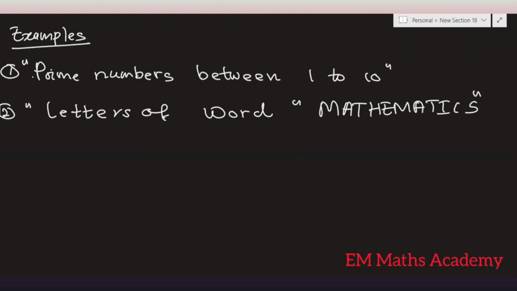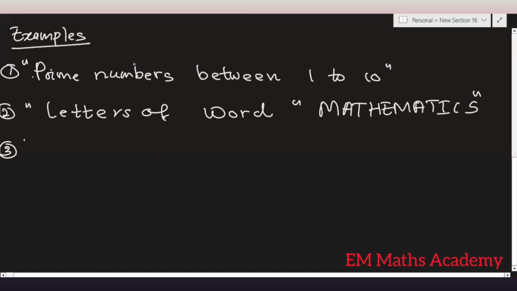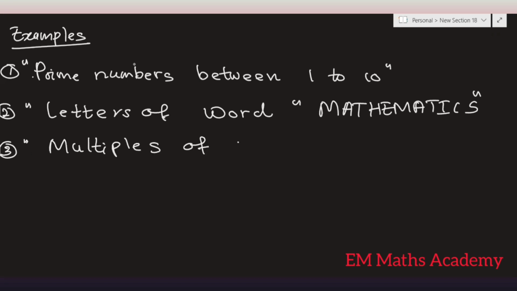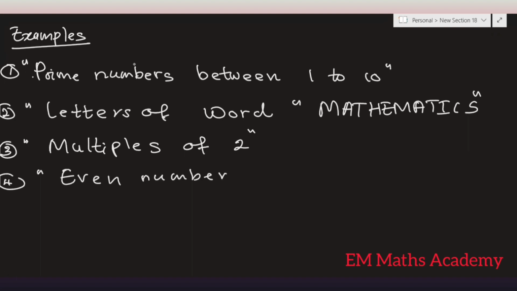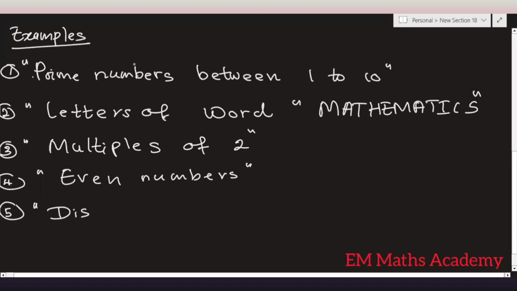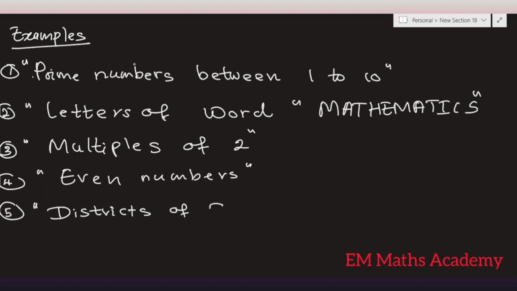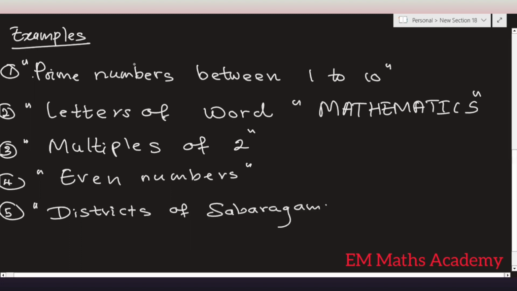Let's see some more examples of how we describe sets. Still, we are discussing what the sets are. Then multiples of 2. When it says multiples of 2, we can clearly identify a characteristic. They are the numbers we get by multiplying by 2, the even numbers, and also we can consider the odd numbers. These are the examples. If we take one more example, districts of Sabaragamuwa province. These are the kind of examples.